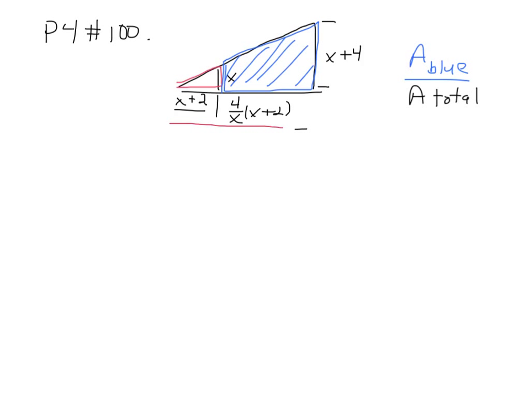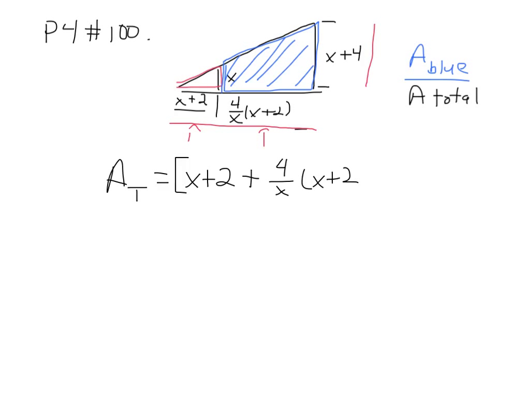the total base, this plus this, times the total height, which is that. So the area of the total is our (x plus 2 plus 4 over x times x plus 2). Let's put a little parentheses around that to make it more explicit, times our height, which is x plus 4. Again, we want parentheses around it because we need to multiply the whole height by our whole length.